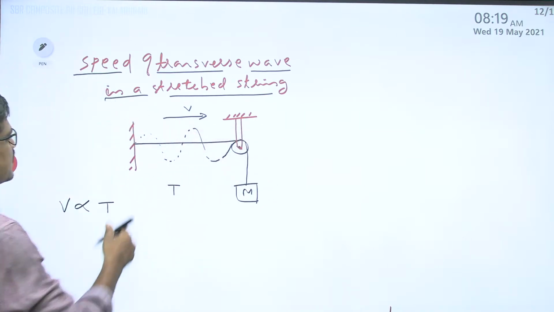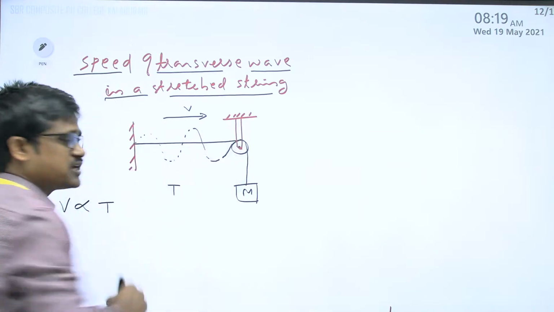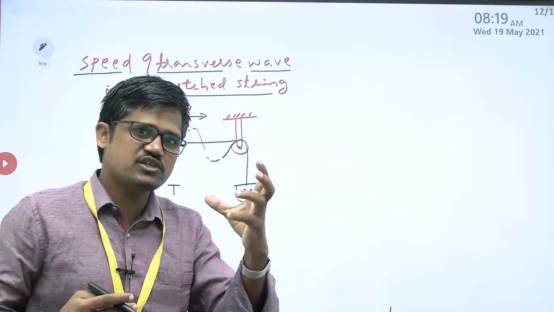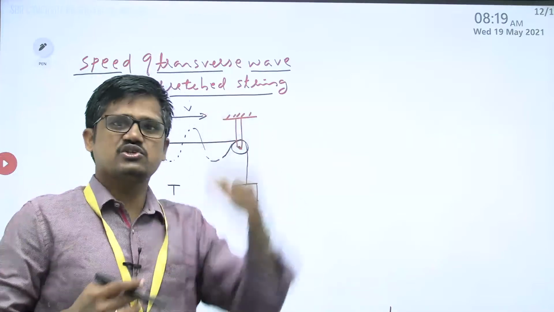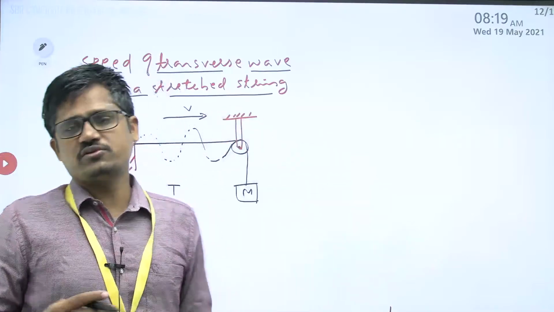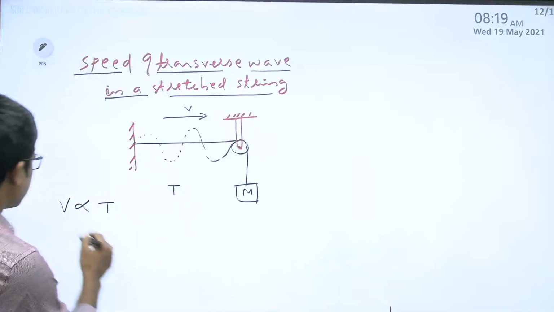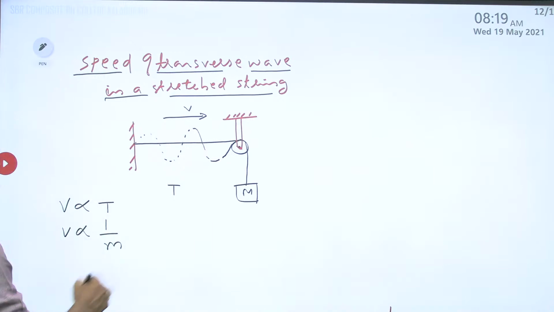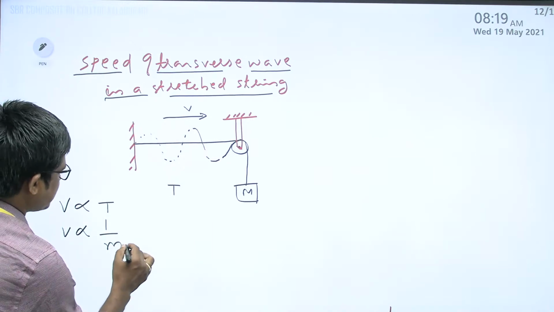And secondly, the density, the inertial factor. If the linear density, the heaviness of the string, is more, then it will oscillate slowly. Then it will reduce the velocity of the wave. So very clear, the velocity of the wave is inversely proportional to small m. What is small m here? Linear mass density.